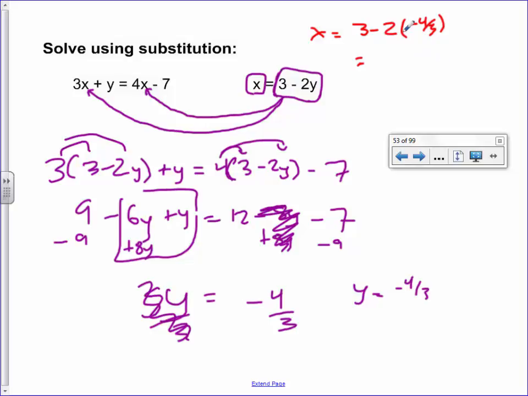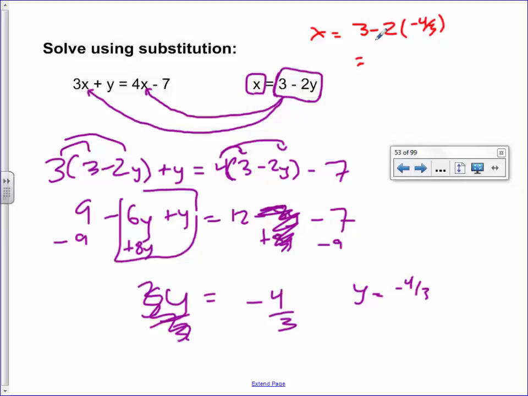Okay. Do you guys remember how to multiply fractions? Pretend it's like 2 over 1, and go top times top, bottom times bottom. So in a way, it's negative 2 times negative 4. So that's positive 8. And then the 1 on the bottom times the 3 gives us 3.